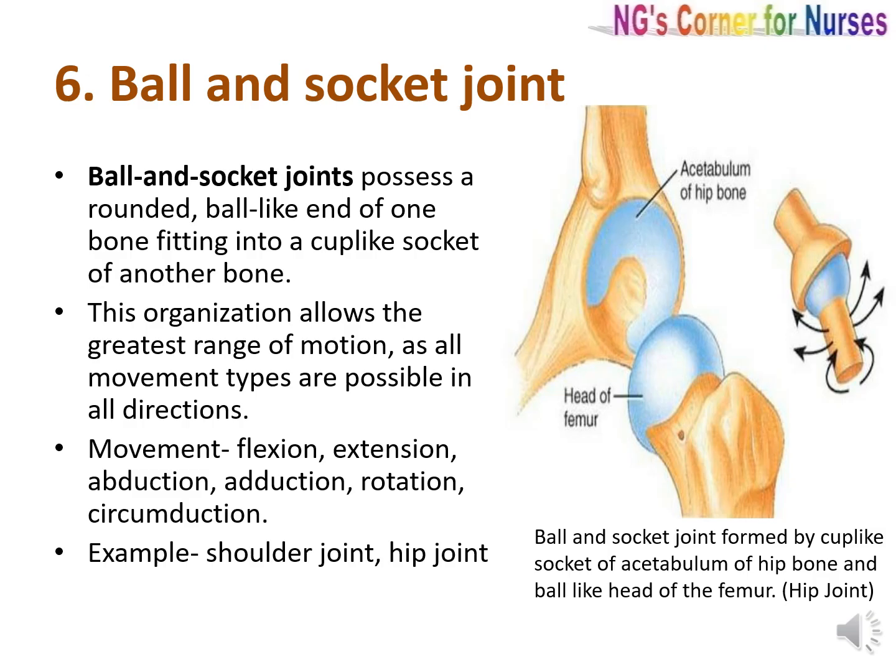In this picture, we can see this is a picture of hip joint. It is a ball and socket joint which is formed by cup-like socket of the acetabulum of hip bone and ball-like head of the femur.